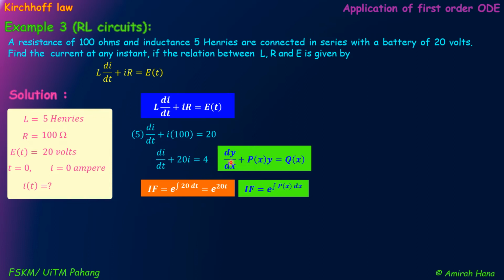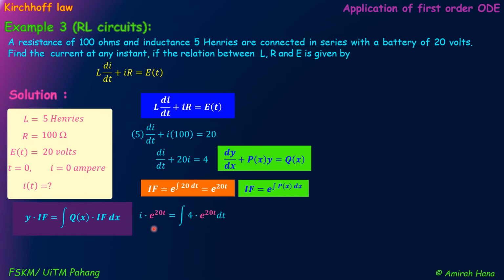From here, our I means similar to y, okay. So from the linear equation formula, y times IF equals the integration of Q(x) times IF dx, right? So y here means the variable I, which is the current, okay? So we can write I times IF.